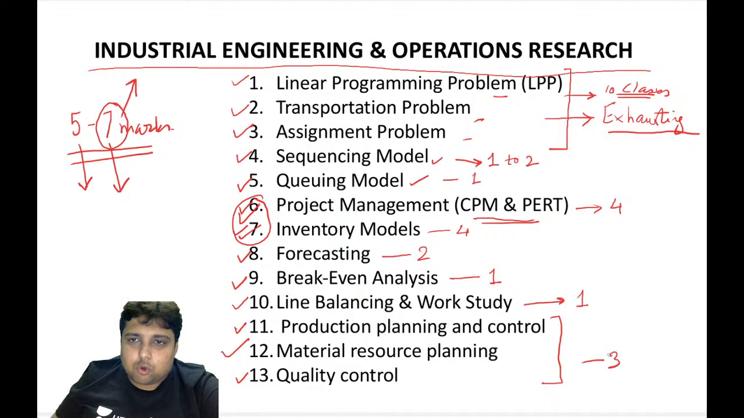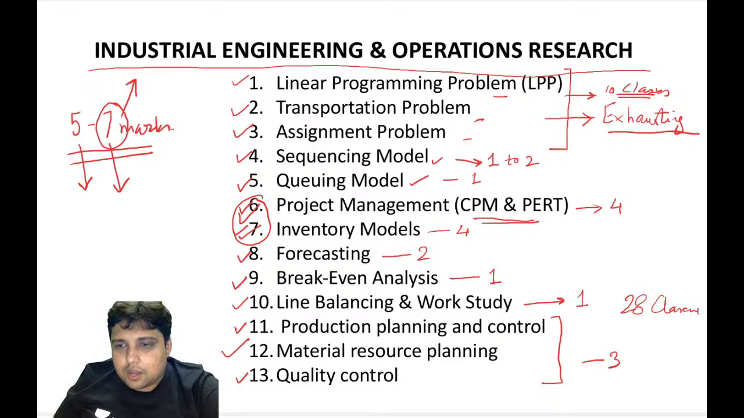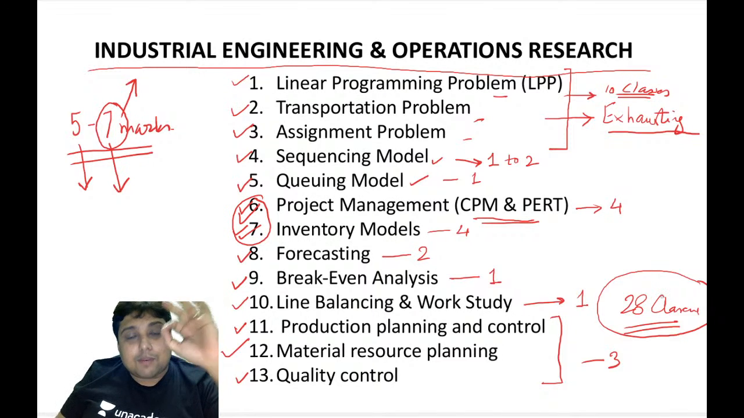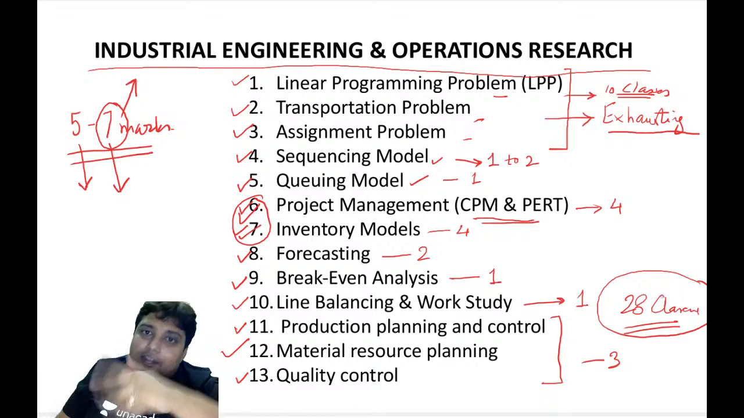3 classes. So overall, if you add up 10 plus 2 is 12, 13, 4 is 17, 21, 23, 4, 5, 8, 28 classes are required for the entire module. And when I say 28 classes, it's not like I will be covering only the concepts and not solving the questions. We will be solving questions along with the concepts. I will explain the concept and then we will straight away get into the question part.